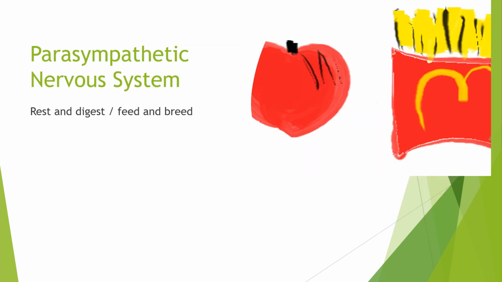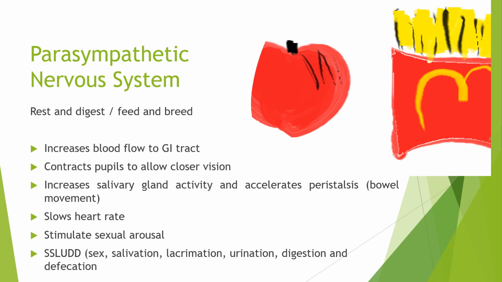Parasympathetic nervous system, also known as the rest and digest or feed and breed, is exactly as you'd expect. It's when we need to increase blood flow to the GI tract, such as when you have a McDonald's meal or it's Christmas time and the family are all around. We need to be digesting and resting to remove all of the nutrients from the feed that we are scanning. Our pupils can contract to allow closer vision. We increase salivary gland activity and peristalsis. Our heart rate slows. It's also involved with stimulating sexual arousal.